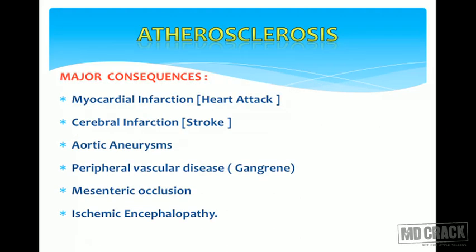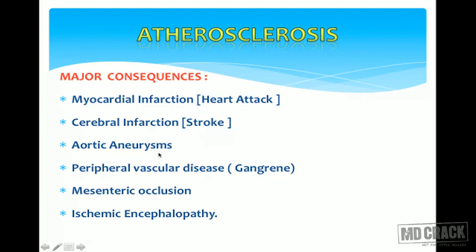What are the major consequences of atherosclerosis? This is what you have to remember. What are the complications of atherosclerotic plaques? It all depends on which organ is affected, which organ is showing the atheromatous plaques. So if the coronary arteries are affected, the person will have a heart attack, what we call myocardial infarction. If the cerebral vessels are involved, the person will have a stroke.